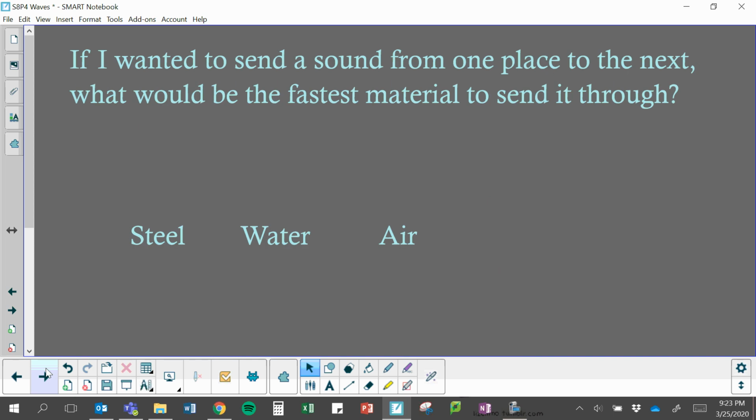Okay, so if we wanted to send a sound from one place to the next, what would be the fastest material to send it through? Steel, water, or air? So this one would be steel because steel is a solid, and because it's a solid, it's going to travel faster.